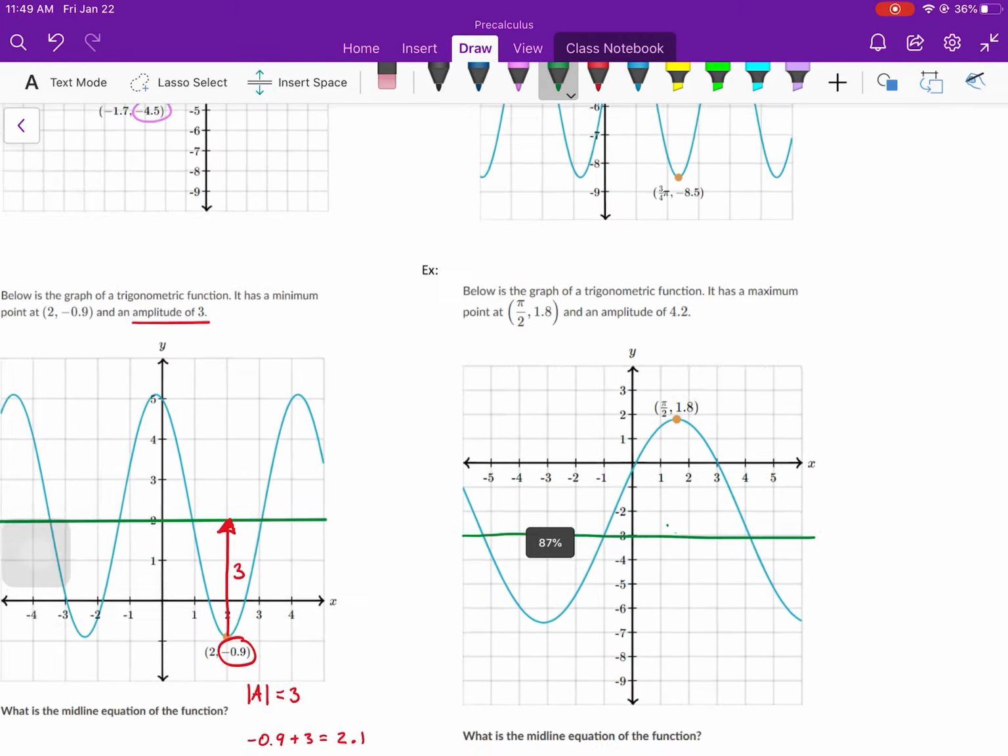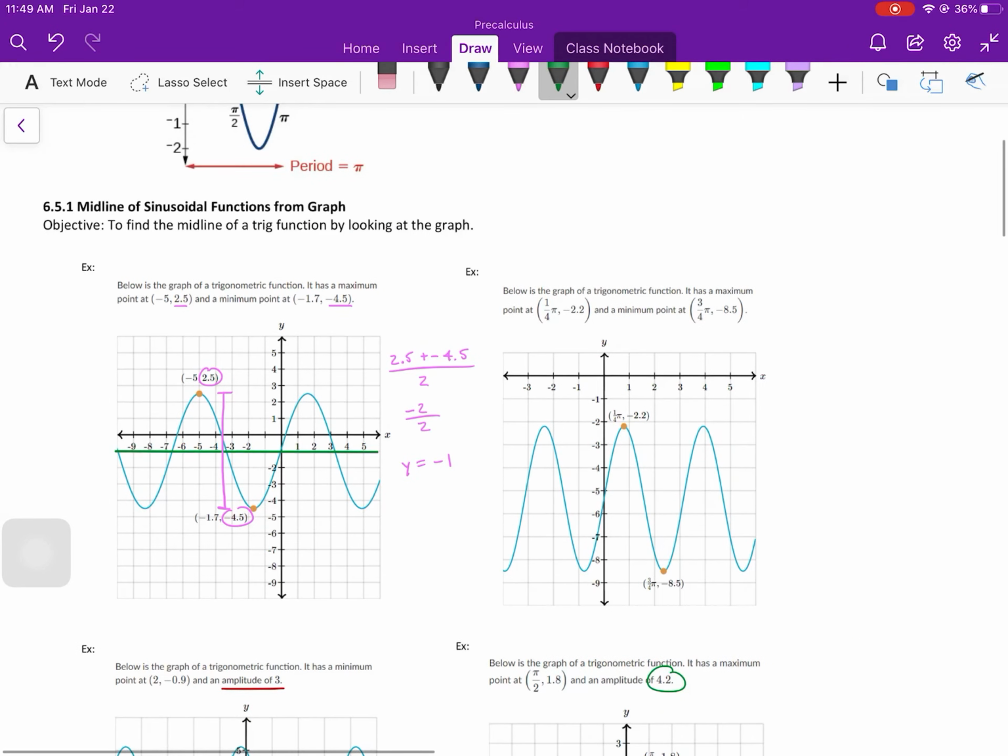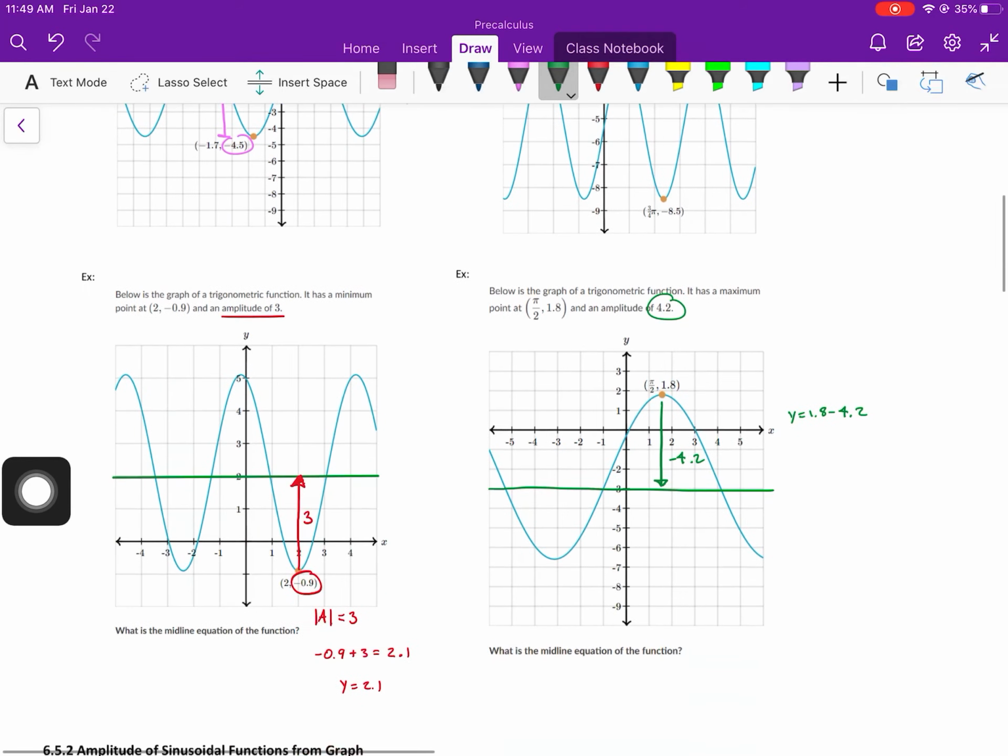So a little bit of thinking there. Don't overthink it. What are you trying to find here? You're trying to find the midline. So I need the middle number between the two y values, that vertical distance, so I average the two numbers. Here, we're given the amplitude, which I know is the distance from the min or the max to the midline. So since I'm on the minimum, I want to add up to the midline. If I'm on the maximum, I'll subtract down to the midline. And that's it. That's everything on this assignment.